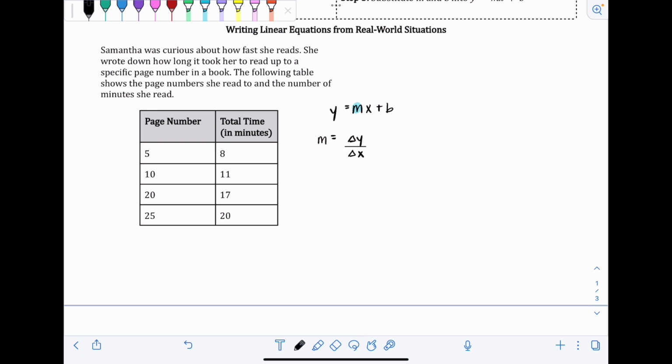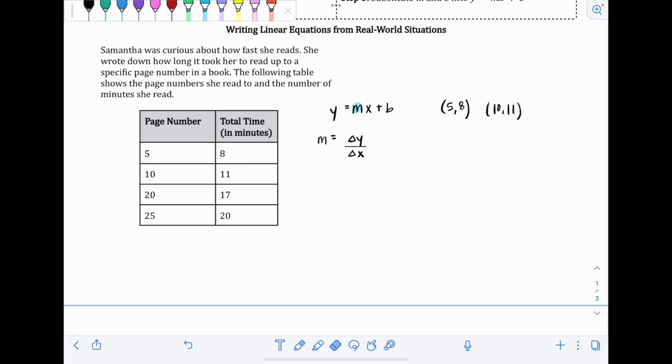And then to find that change, I just need to pull 2 points out of the table. Remember that the table is just a different way of organizing points. The left side is typically x, the right side is typically y. So I'm just going to pull the first 2 points out. So 5, 8. And then the second point is 10, 11. And you don't have to pull necessarily 2 consecutive points. You don't have to pull the first 2. You can really just pick any 2 from the table.